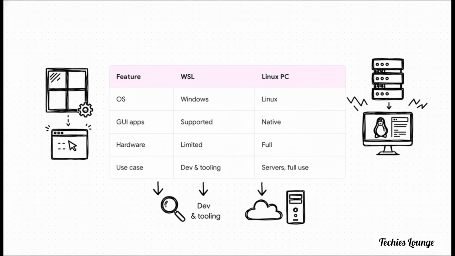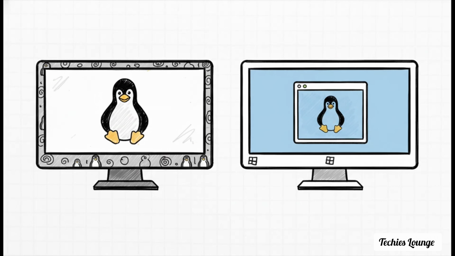With WSL, Windows is still the host. So WSL is perfect for development and tooling inside of Windows, while a dedicated Linux PC is what you want when you need a full-blown Linux server or desktop. So, to put it as simply as possible, a Linux PC is the operating system. WSL is a Linux environment that just happens to live inside your Windows operating system.